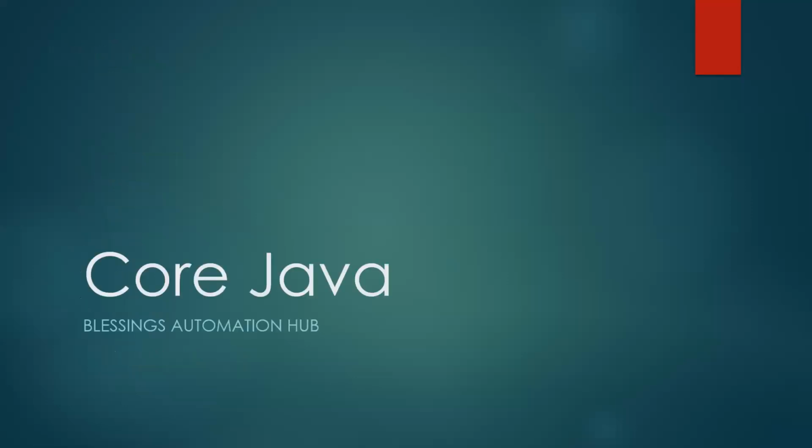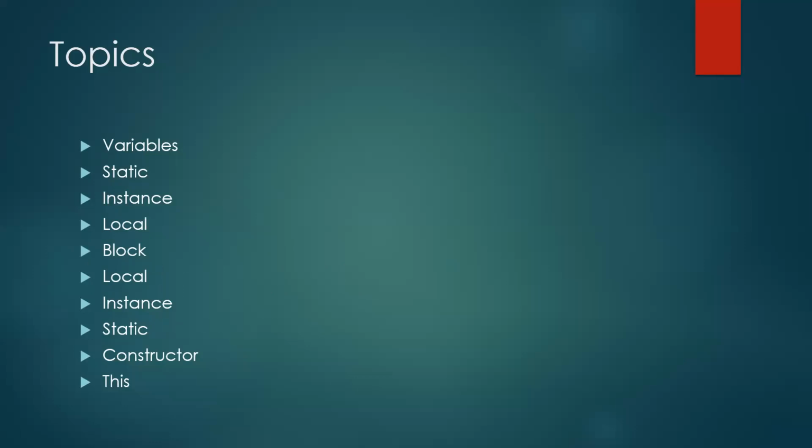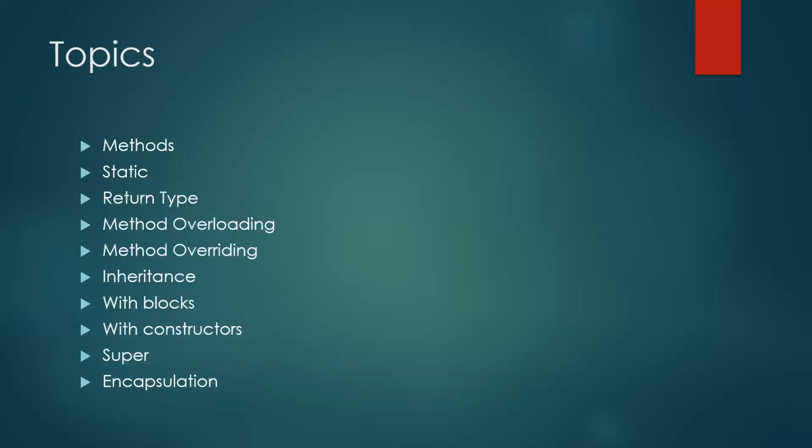Now we are going to see complete core Java with respect to automation. The things we are going to cover in Java are variables, blocks, and then we will see the meaning of static and non-static blocks. Constructor, we will see the use of methods, the types of methods available, like what is method overloading, what is method overriding.